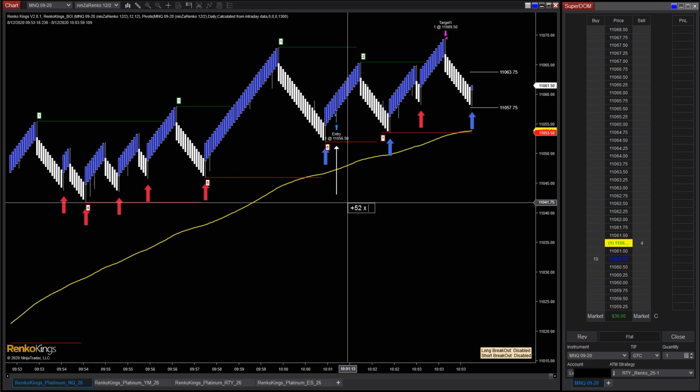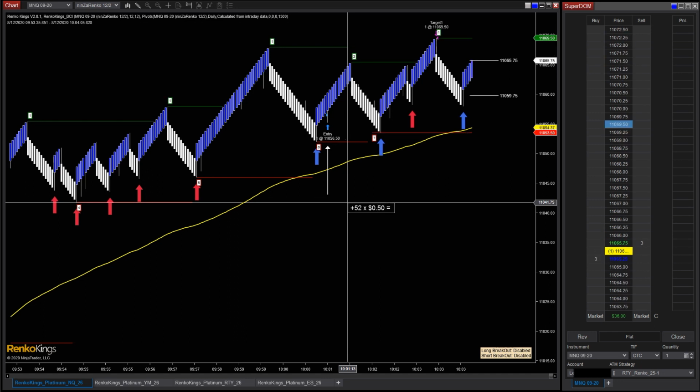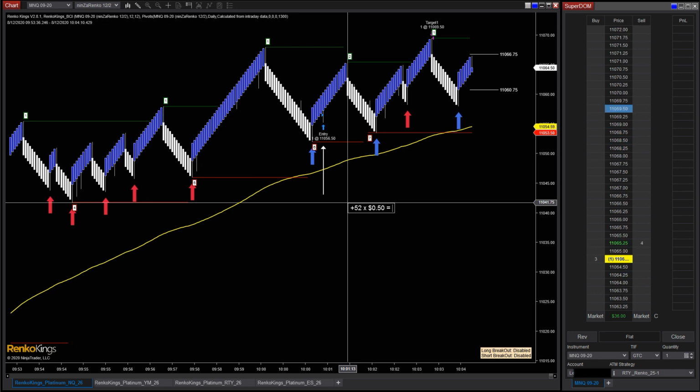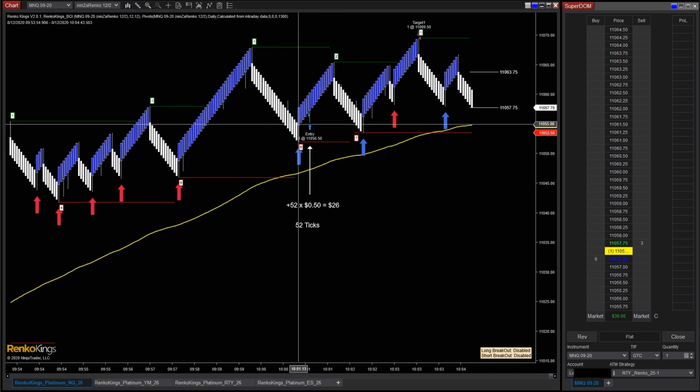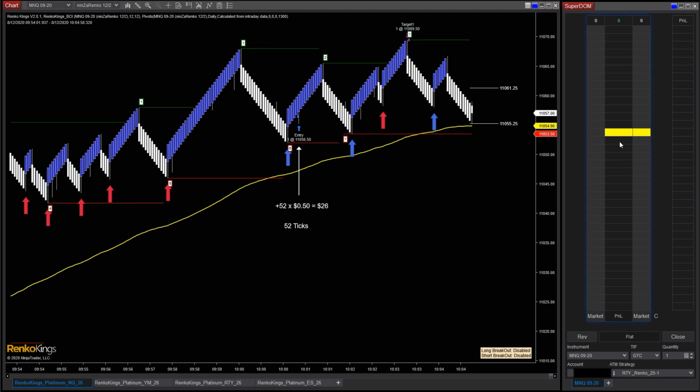So the micro NQ is 50 cents a tick. So 52 ticks times 50 cents is $26. I was explaining that it's a modified entry. And in fact, let me just shut my connection off so it's not talking over me.